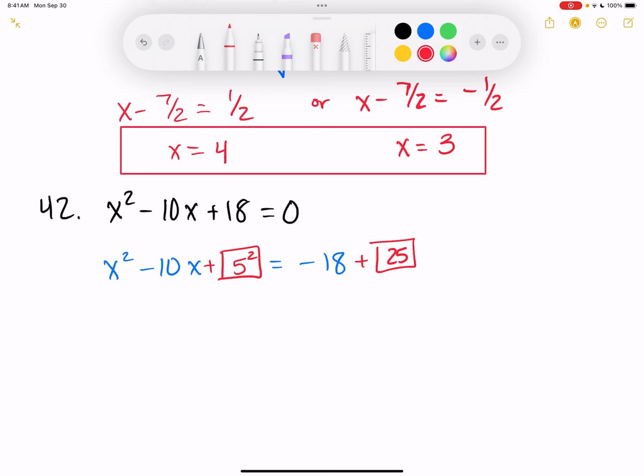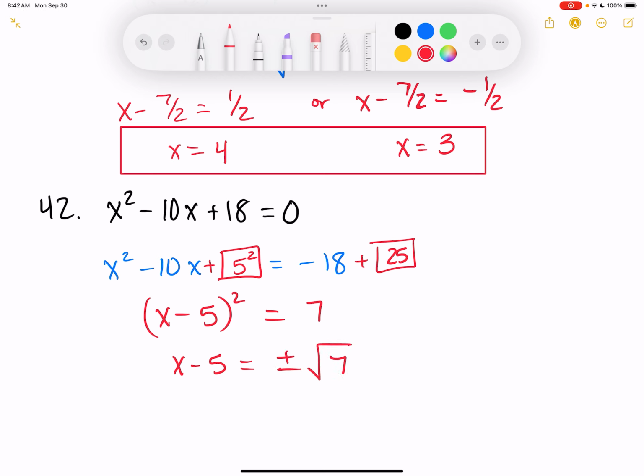So we take this middle sign, so this is going to be x minus 5 squared, there's our perfect square trinomial, equals, when I add these together, or subtract, whatever you want to say, I get 7. Take the square root of both sides, so I get x minus 5 equals plus or minus the square root of 7.